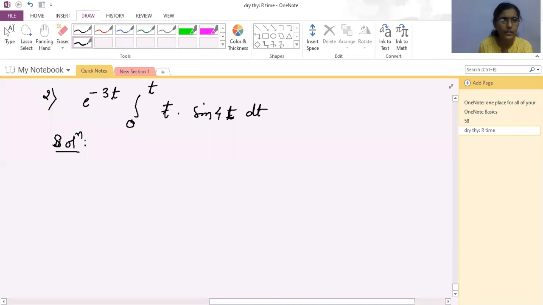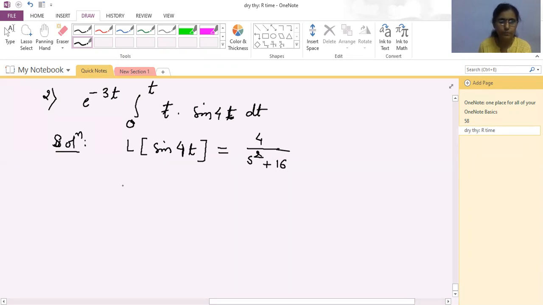Next is e raised to minus 3t into the integral from 0 to t of t sine 4t dt. We have to find its Laplace. So again we'll start with the original function, which here is sine 4t. First we will find the Laplace of sine 4t by using standard results. It is 4 upon s square plus 4 square, and 4 square is 16, so s square plus 16.